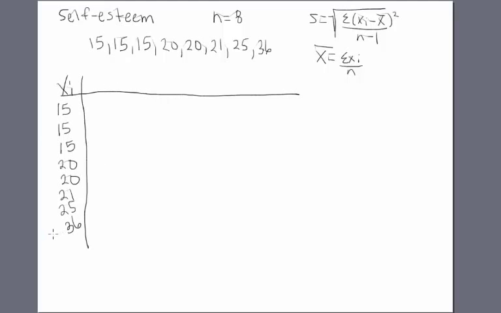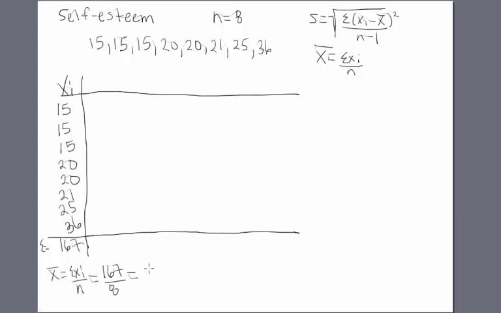Then what we need to do is go ahead and get our row of our sums. So if we sum up all of the x sub i's, we'll get 167. Now we can calculate our sample mean. The sample mean is equal to the sum of the x sub i's over n, or 167 divided by 8, which will give us 20.87.